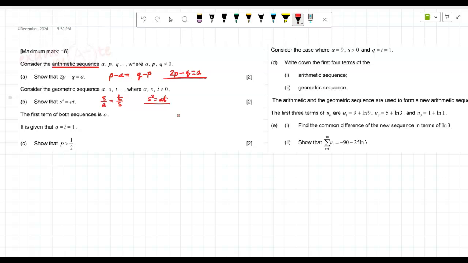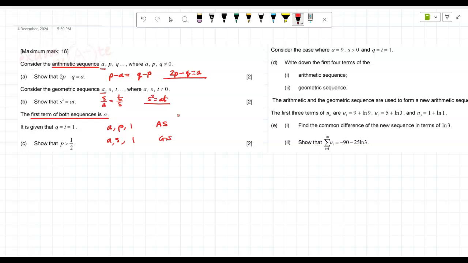The first term of both the sequences is A, correct? This is also A, this is also A. Given that Q is equal to T is equal to 1, that means you have A, P, 1. This is an arithmetic sequence. And you have A, S, 1. This is your geometric sequence. Correct? Fine. Show that P is greater than half.